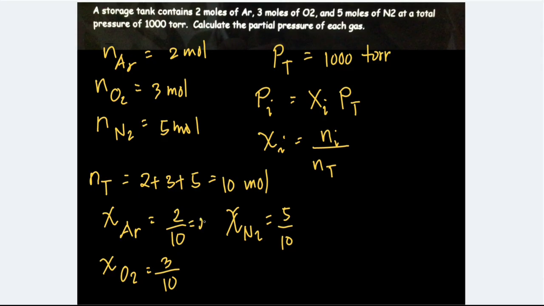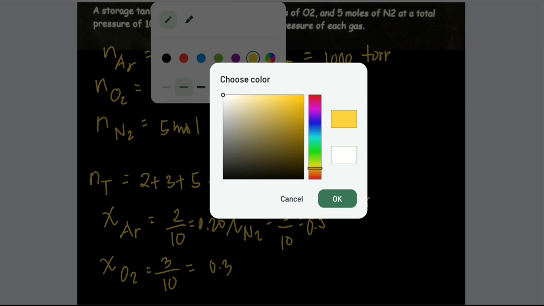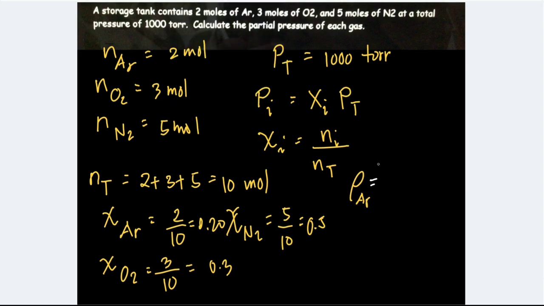2 over 10 is 0.2. This is 0.3. And this is 0.5. Now we can solve for the partial pressure of each one. So partial pressure of argon is just equal to the mole fraction, 0.2 times 1000. Then partial pressure of oxygen is 0.3 times 1000.